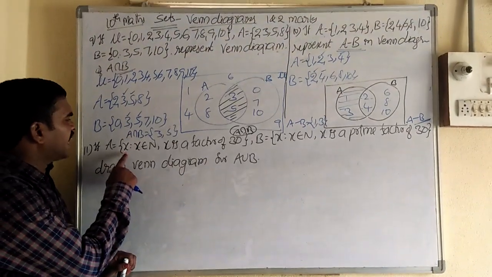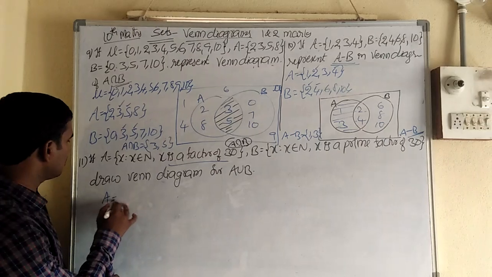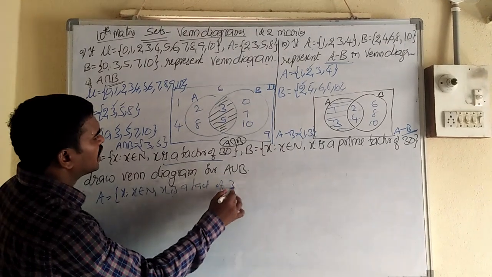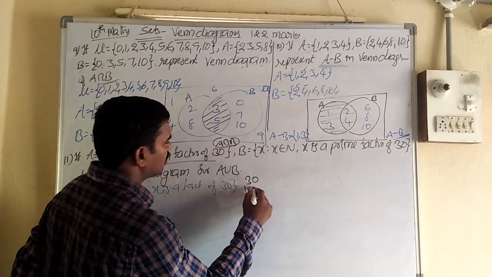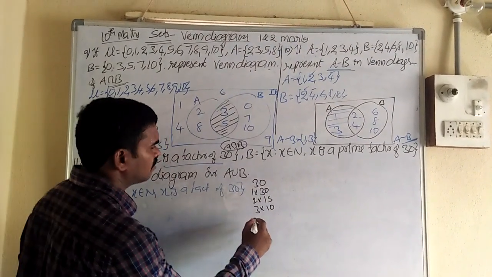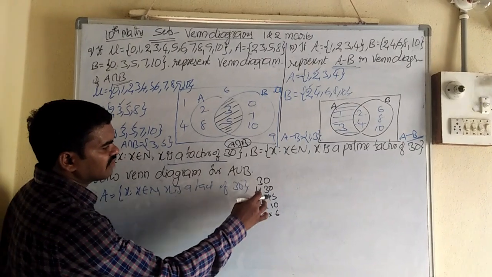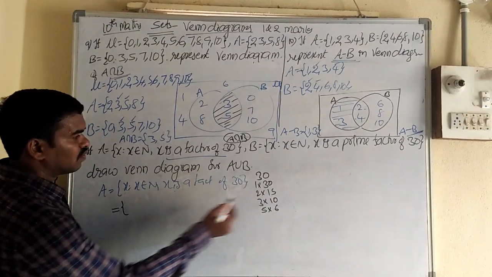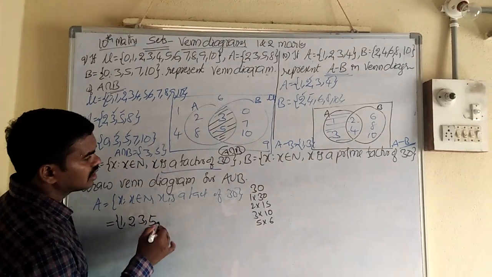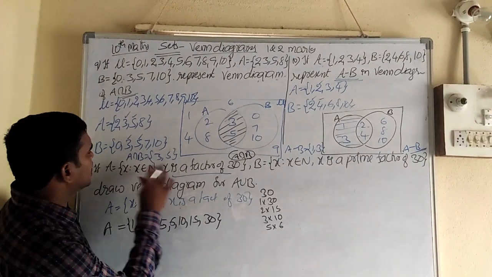If A equals the set of x such that x belongs to N, x is a factor of 30. So what is A? The factors of 30: 1 table, 1 into 30; 2 table, 2 into 15; 3 table, 3 into 10; 4 table, it doesn't come; 5 table, 5 into 6; then 6 table, 6 into 5; and the 10 table. So these are the factors: 1, 2, 3, 5, 6, 10, 15, 30. This is set A.